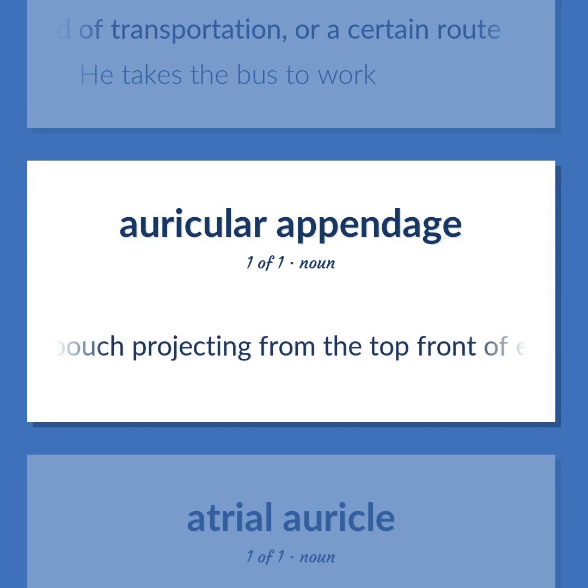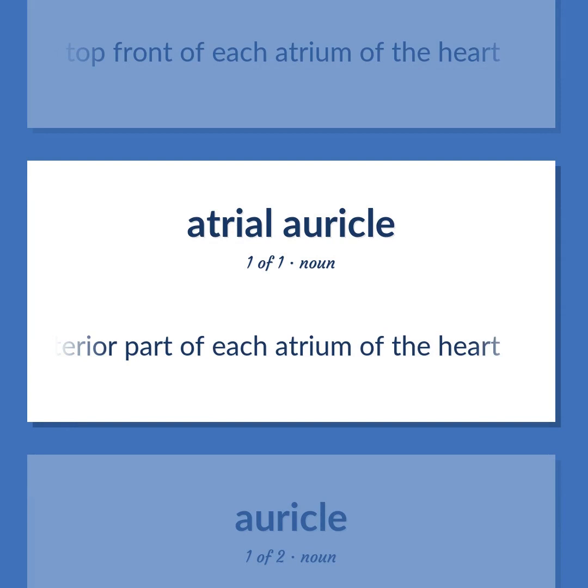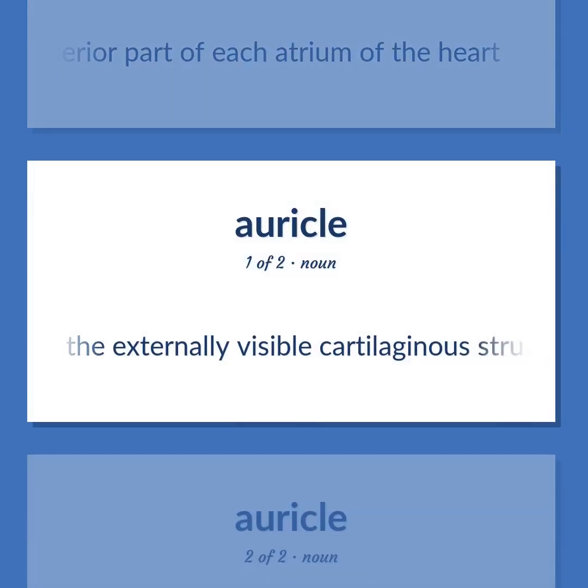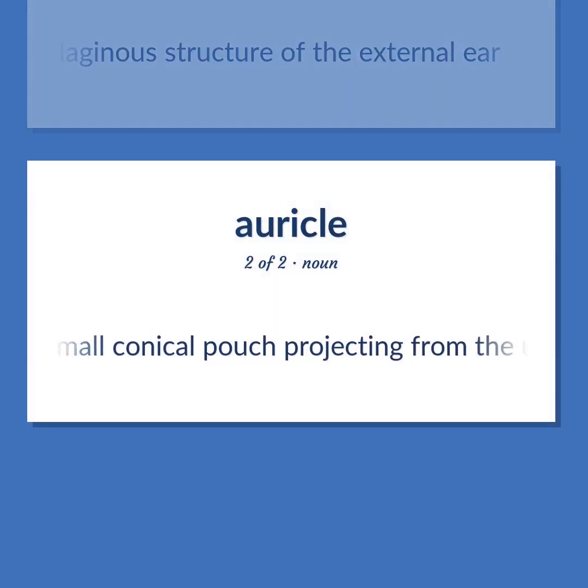A pouch projecting from the top front of each atrium of the heart. A small conical pouch projecting from the upper anterior part of each atrium of the heart. The externally visible cartilaginous structure of the external ear.